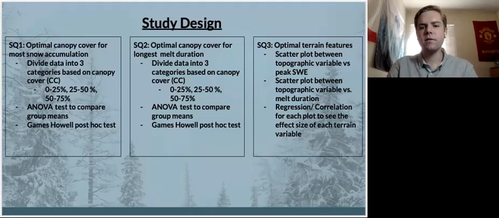And the third is trying to find what terrain features result in the most peak snow water equivalent and melt duration. So I made multiple scatter plots with elevation, slope, and aspect on the x-axis, and peak snow water equivalent and melt duration on the y-axis. Then I calculated the regression line and correlations between these variables, and I can use the graphs to see where peak snow water equivalent and melt duration are maximized. And from the R² correlation values, I will know how important each variable is to the snowpack.